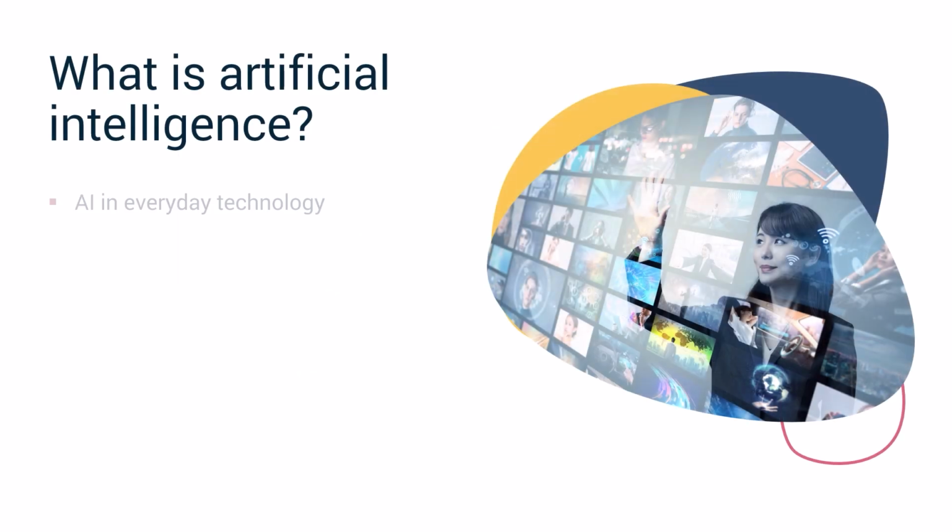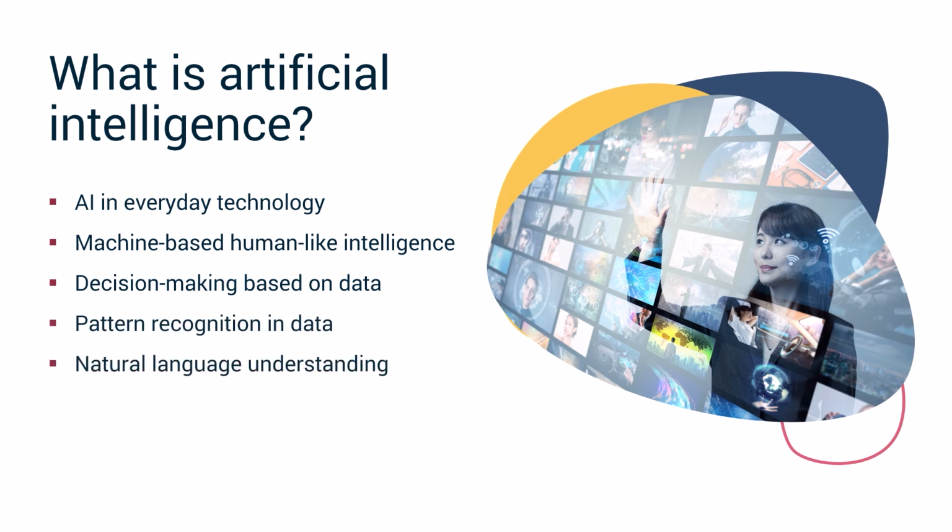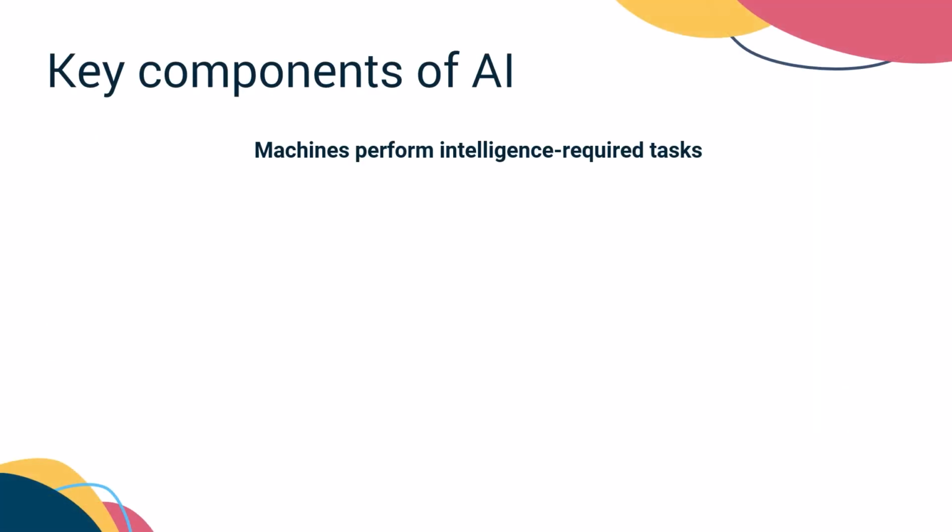Artificial intelligence, or AI, is transforming the ways we interact with everyday technology. In simple terms, AI enables machines to perform tasks that typically require human intelligence. These tasks include decision-making based on data, recognizing patterns in data, and understanding natural language. AI is powered by several components that enable machines to perform these tasks.